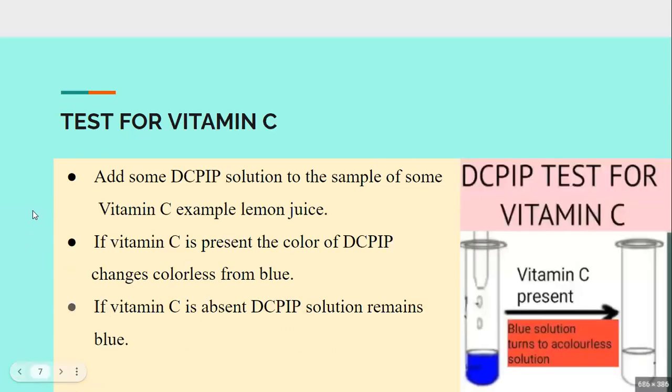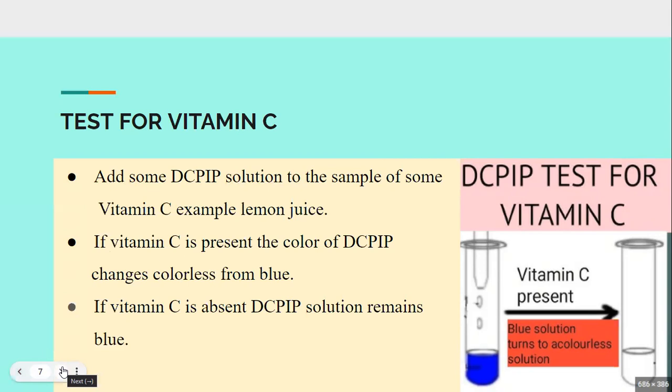Test for vitamin C. This particular test for vitamin C is only for Cambridge students. Edexcel IGCSE 921 students do not have this particular test. Otherwise, the tests for starch, proteins and fats are for both Cambridge and Edexcel. So this test for vitamin C is only for Cambridge students.